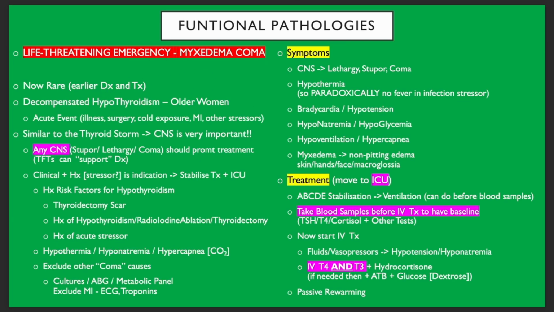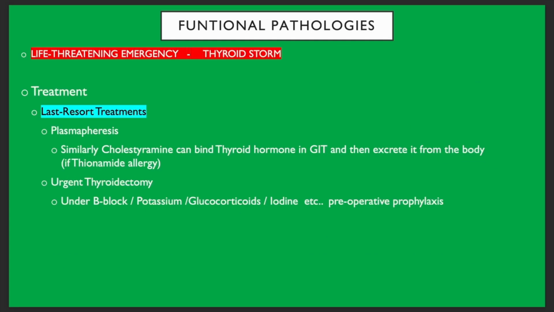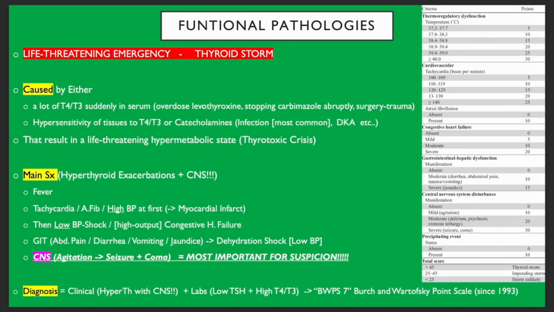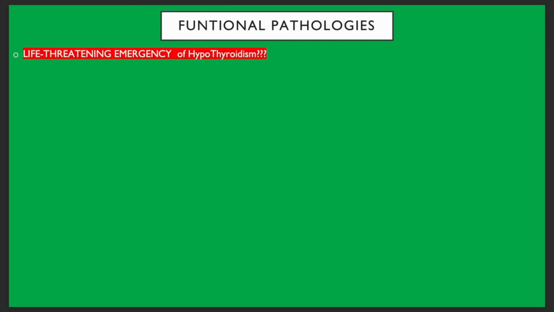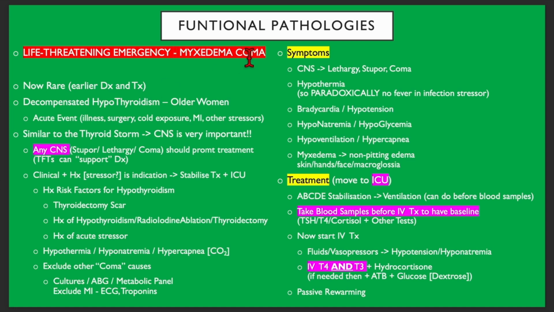So thyroid storm. If we go back to thyroid storm, it's basically hyperthyroidism with CNS involvement. So CNS is very important and it can lead to coma. The same way with myxedema coma, it's also CNS with hypothyroidism. Now it's rare because we have earlier diagnosis and treatment. It's usually an older woman that had a long-standing hypothyroidism and now it's getting decompensated.